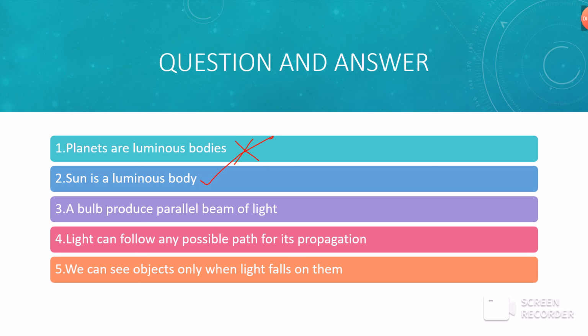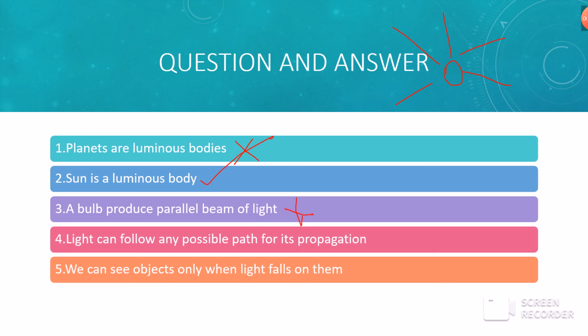A bulb produces a parallel beam of light. No, it produces a divergent beam of light. So now let us take this circle as a bulb, and from this point the light will travel in various directions. So we have learned that when rays of light starting from a point travel in various directions, the collection of such rays is called a divergent beam of light.